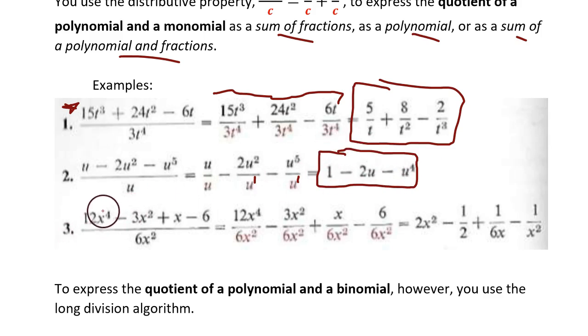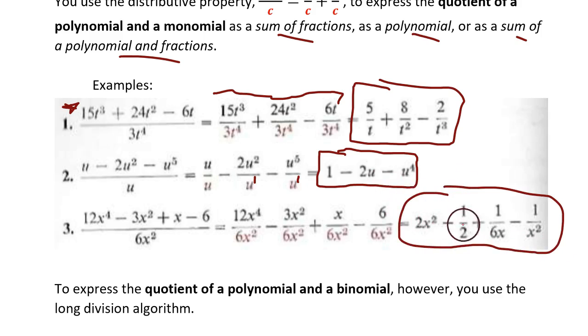The third example shows a polynomial with 4 terms being divided by a monomial. Apply the distributive property. Divide every term by 6x squared and simplify. You'll notice the answer has a polynomial plus some fractions. Perhaps you remember doing these kinds of divisions in Algebra 1 class.